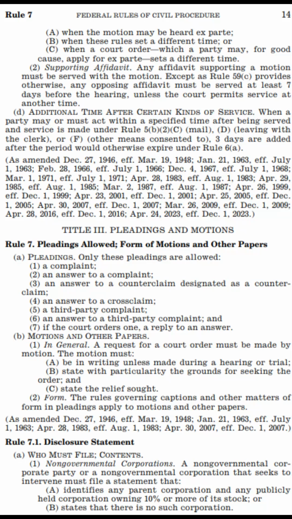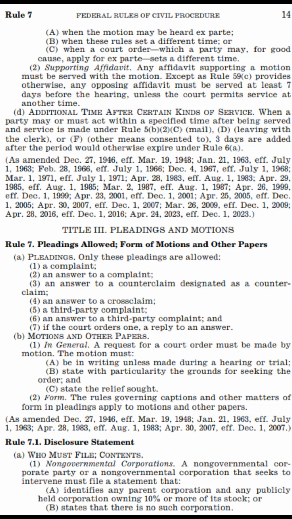Additional time after certain kinds of service. When a party may or must act within a specified time after being served, and service is made under Rule 5(b)(2)(C) (mail), (D) (leaving with the clerk), or (F) (other means consented to), 3 days are added after the period would otherwise expire under Rule 6(a).